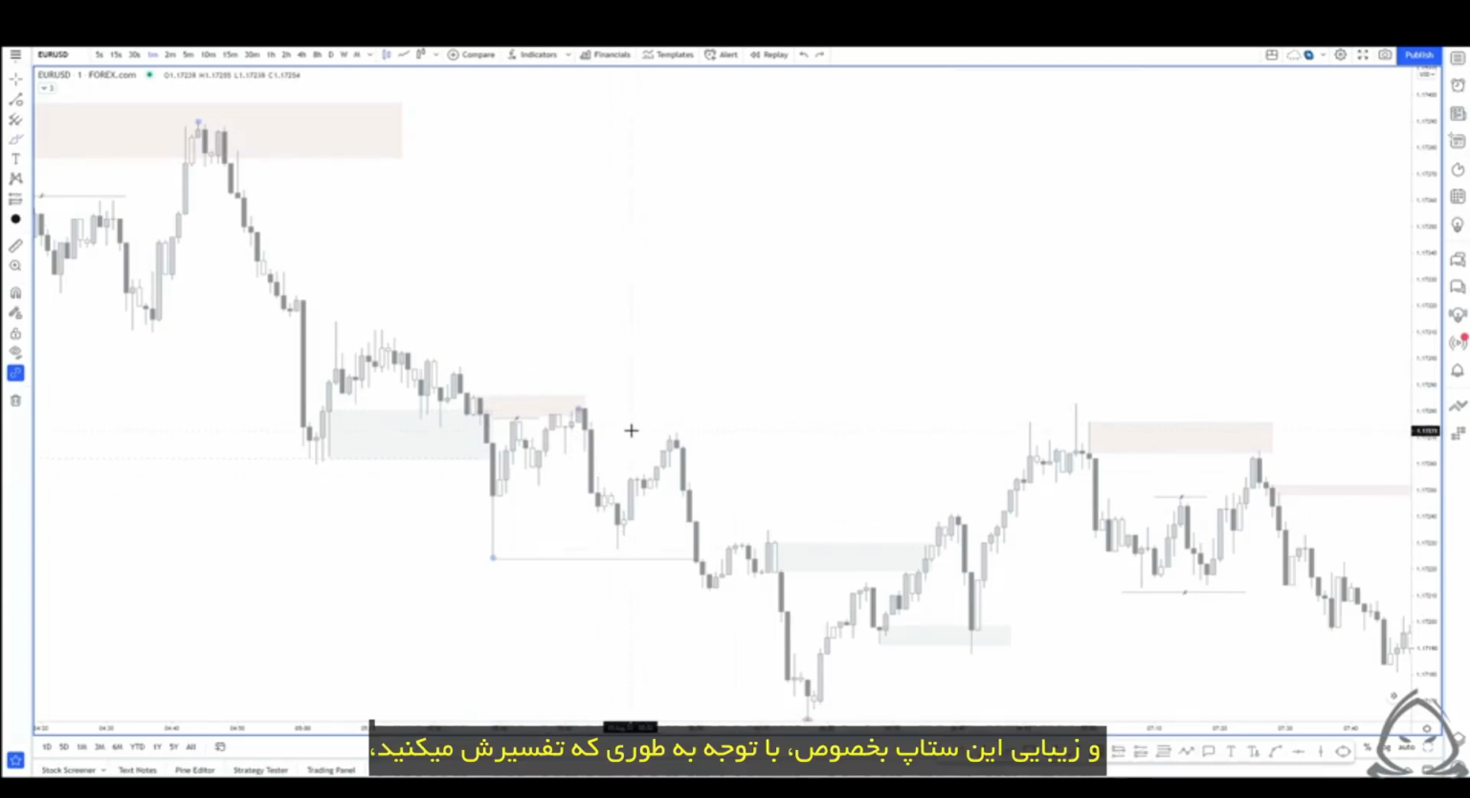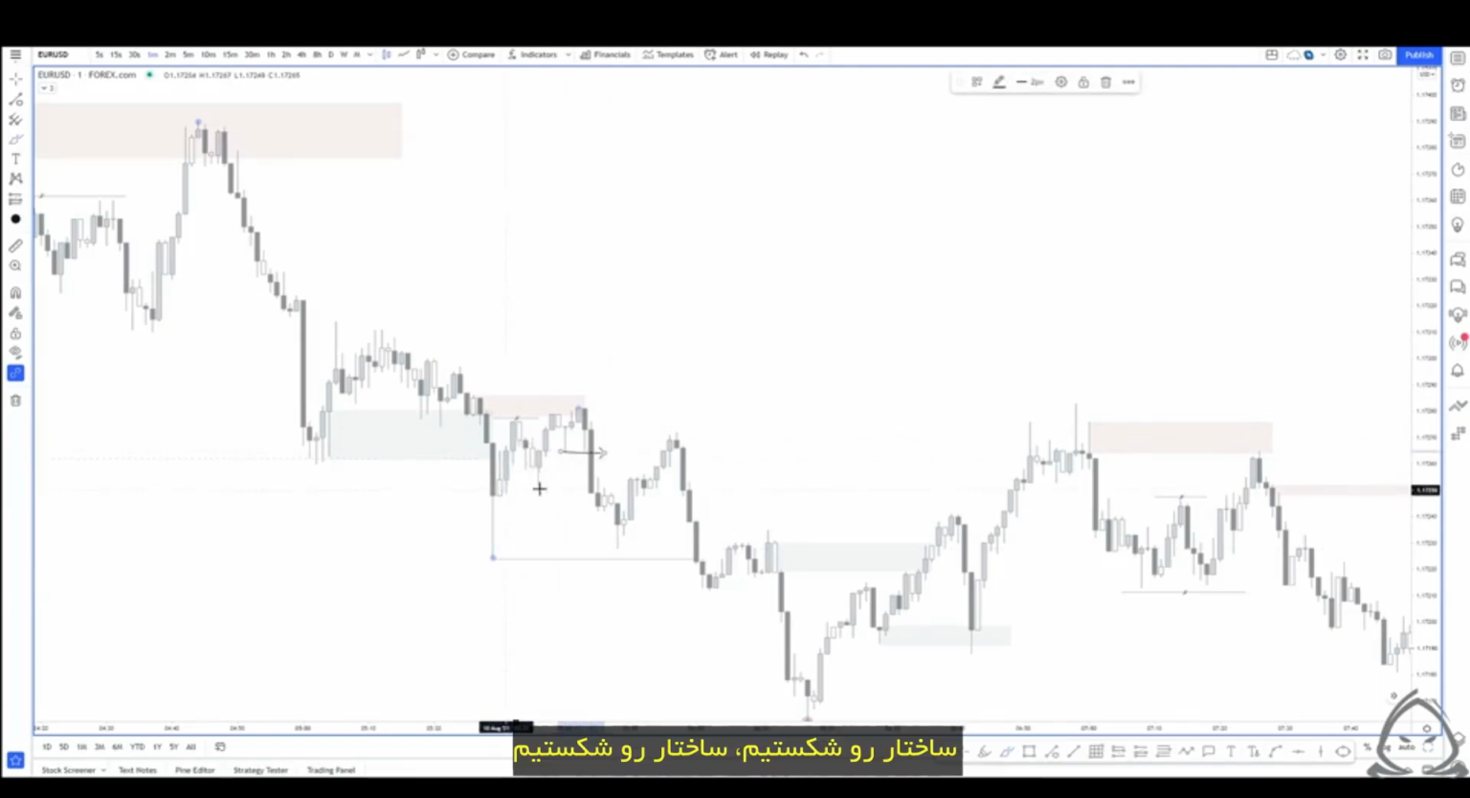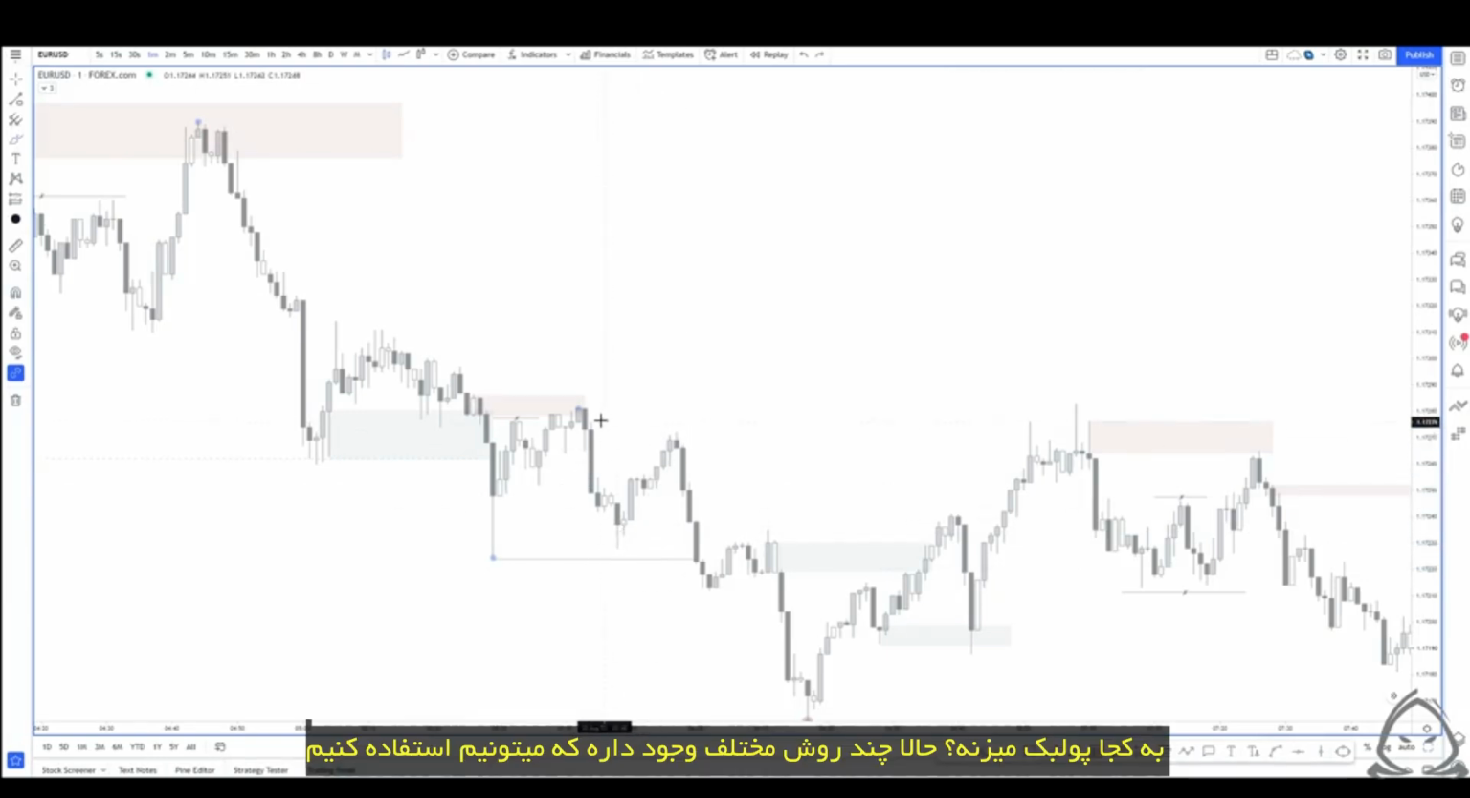And the beauty of this particular setup, depending on how you play it, is we break structure, we break structure. We don't actually break structure here, and we get a pullback. Where is it pulling back to? Now we have a couple different options we can use.